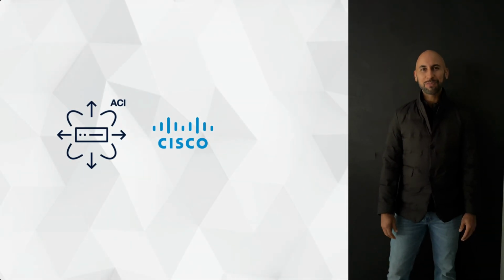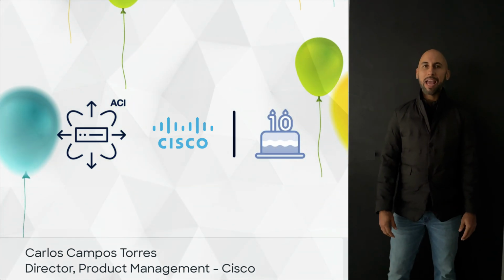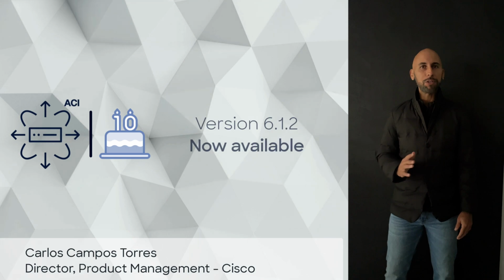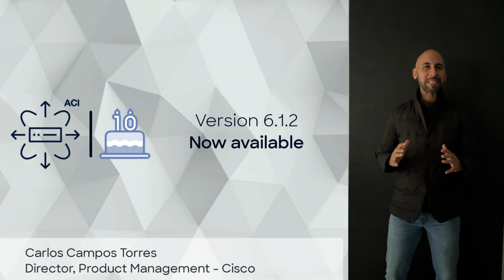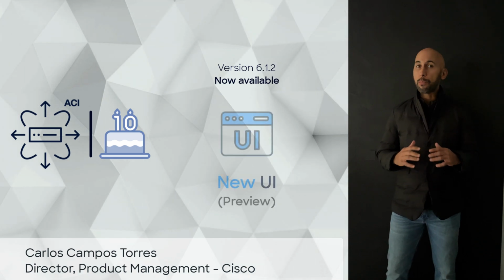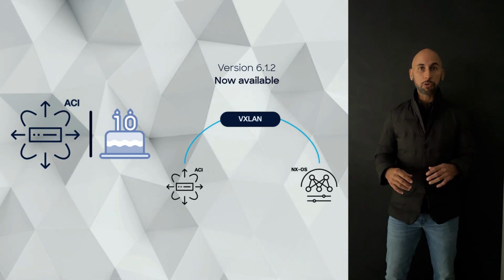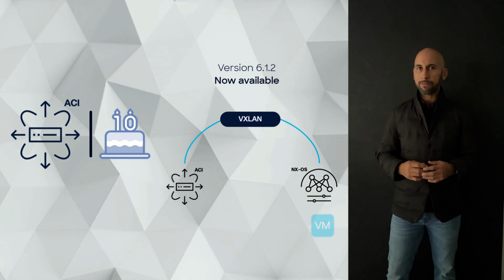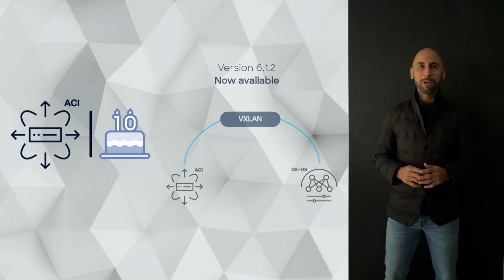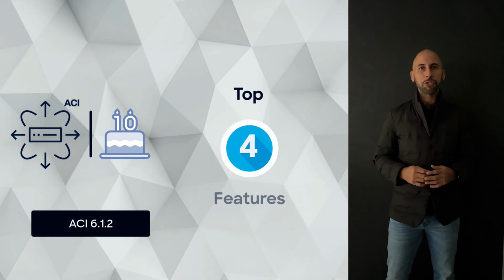Hi ACI users! Did you know Cisco ACI is celebrating its 10th anniversary? And with its latest release in version 6.12, which was just launched in December 2024, we're introducing some exciting new features, such as a brand new and modern user interface, VXLAN capabilities to interoperate between ACI and NX-OS, as well as other EVPN VXLAN fabrics, and many more. Want to know more? Join me in this video and let me take you through my top 4 features for this release.